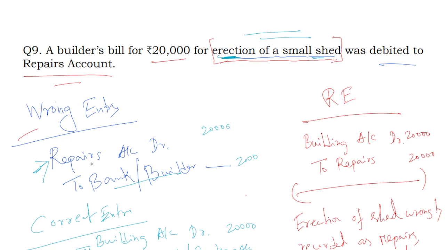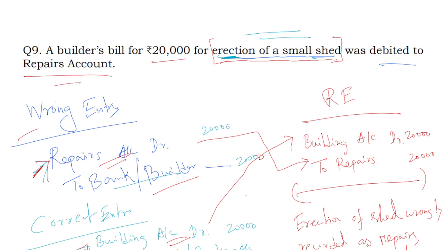The wrong entry is passed like this: repairs to builder's account or the bank account. This amount may be for repairing, or it may be credited to the builder's account. So the repairs account was wrongly debited, but correctly the building account should be debited. In the correct rectification entry, we will debit the building account, and since the repairs account was wrongly debited, we are supposed to credit it.